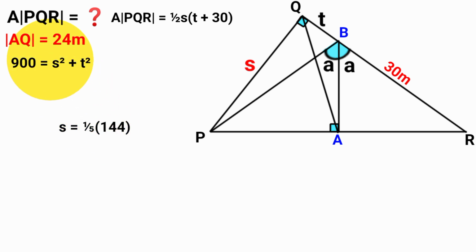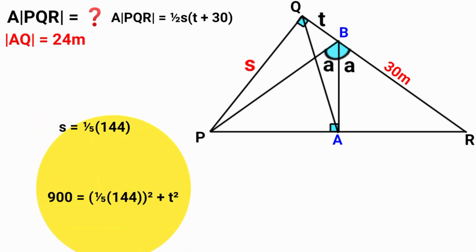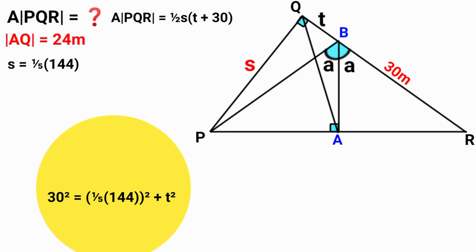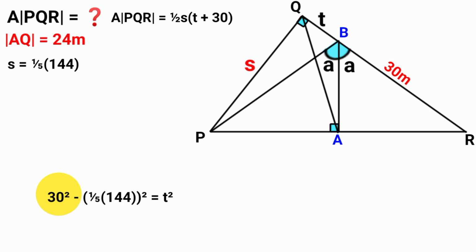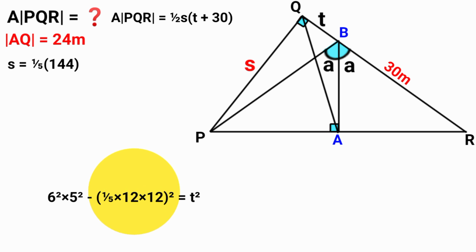We substitute into this equation. Now 900 equal to (1 over 5 (144)) all squared plus t squared. 900 is 30 squared. Now bring (1 over 5 (144)) all squared to the left. So 30 squared minus (1 over 5 (144)) all squared equal to t squared. 30 is 6 times 5. (6 times 5) all squared is 6 squared times 5 squared. This 1 over 5 (144) is 1 over 5 times 144. 144 is 12 times 12, which is 12 squared. 12 is 6 times 2. (6 times 2) all squared is 6 squared times 2 squared. 2 squared is 4. 6 squared is 6 times 6.